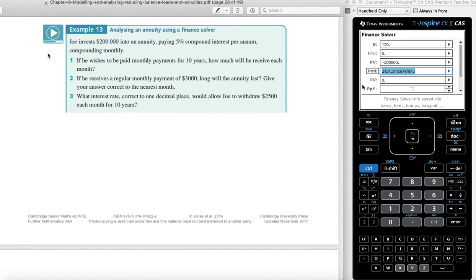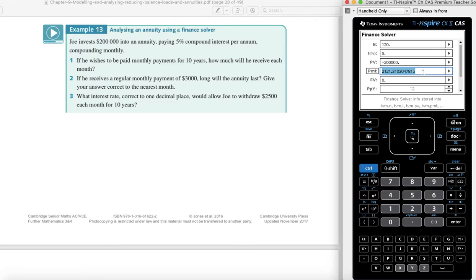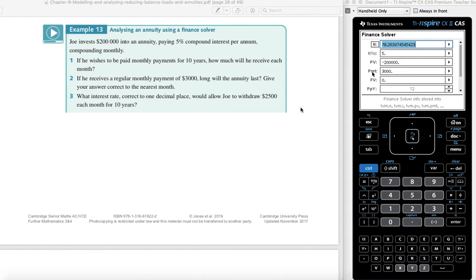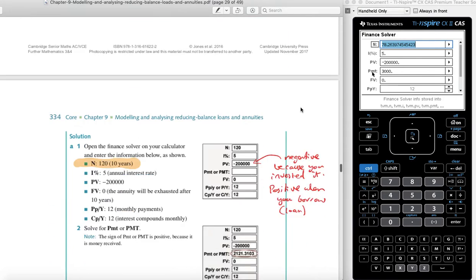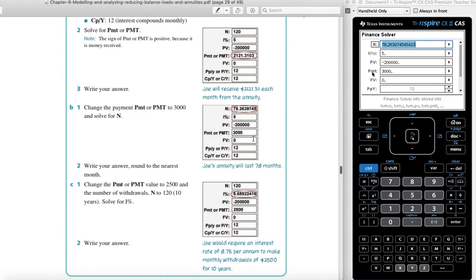Now, if we go to B: if he receives a regular monthly payment of $3,000, how long will the annuity last? Give your answer correct to the nearest month. This is where it gets pretty straightforward. I'm going to put 3,000 where payment is, so I'll click on this, delete that, type 3,000, and go up to N because we want to see how long it's going to last. It's going to last 78.26 months, which they've also got there. So it's going to last 78 months. It's not going to last 79 in this case, only 78, because it's not 79 yet.